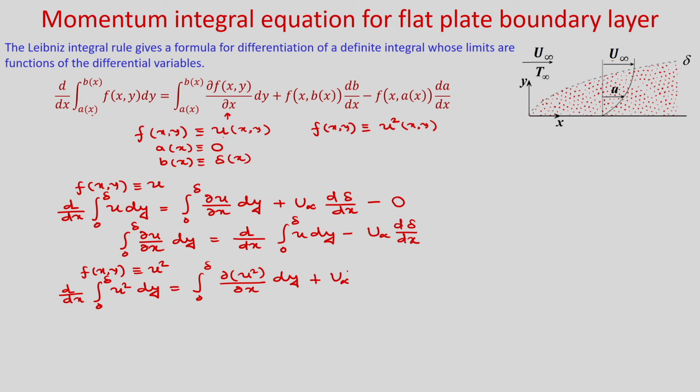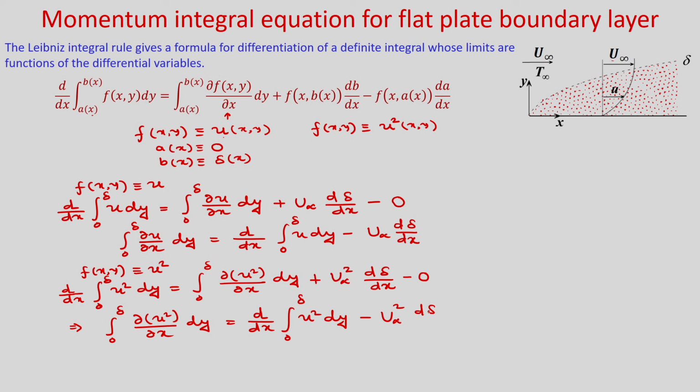So, it will be u∞² dδ/dx, and at y = 0, obviously the velocity is 0, so it will be 0. Okay. So, you can write ∫₀^δ ∂u²/∂x dy as d/dx ∫₀^δ u² dy − u∞² dδ/dx. Okay. So, you notice these two equations.